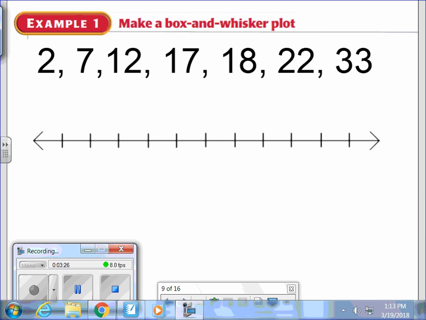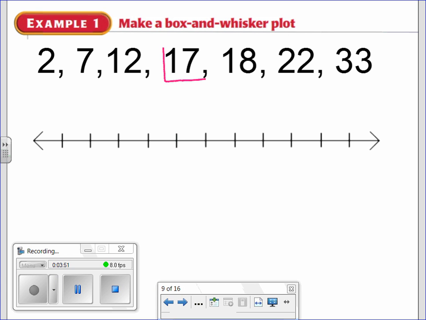Alright, we're going to make our own box and whisker plot now. So our first job would be to find the median. Are the numbers already in order for us? Or do we have to reorder them? Yes, they're already in order, so we're going to go ahead and find our median. We're going to count to the center. 2 and 32, 7 and 22, 12 and 18, 17. This is the median. That would be the absolute center of the box.